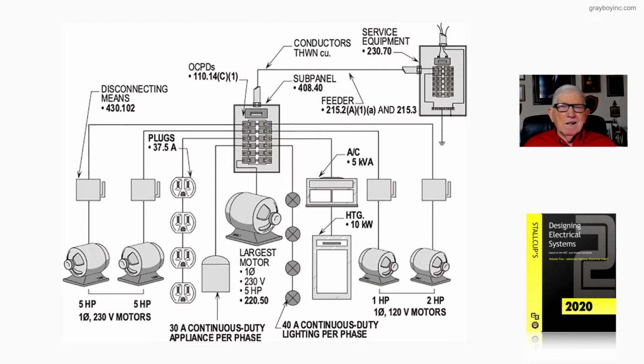But we're going to calculate this feeder based upon 215.2(A)(1) and 215.3. Now, we're not routing it through a higher ambient temperature, and it's a single phase system, so we don't have more than 3 current carrying conductors, if you determine which conductors are current carrying.